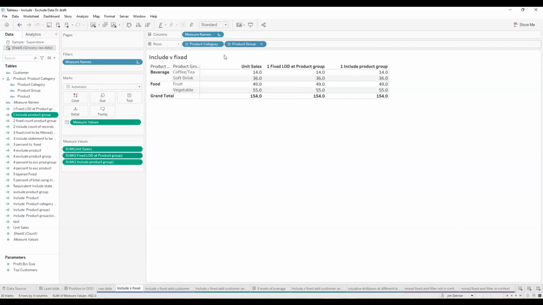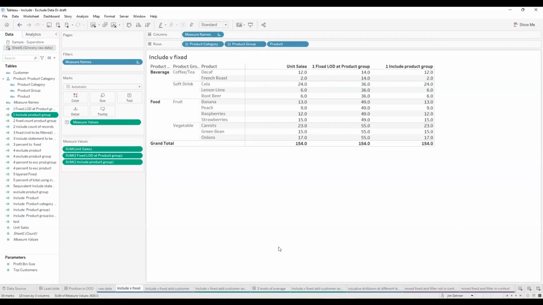Now we're going to go one more level lower, and now we start seeing a difference. The fixed LOD is fixed at the product group level, so we expect to see the values of 14 and 36. The include statement is now looking at the product group level and saying, wait a minute, I want to see the detail below the product group level. So it's the same as the unit sales. And 12 plus 2 equals 14, and these values total to be 36.